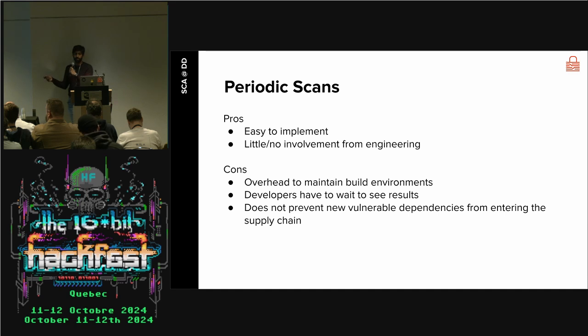But one of the disadvantages that we found is that it turns out a lot of these CLI tools, the way they work is under the hood, they're actually using the package manager to build a dependency tree and parse it. So in many cases, when we want to run these CLI tools, we also need access to the build environments. And our team was actually having a lot of trouble maintaining build environments for all these different services that we were scanning. And the other disadvantage is that developers have to wait a day to see the results. So whether they're remediating an issue or they are introducing a new vulnerability, we have no way of stopping these issues from entering our code base. So they have to wait a day to see these results.